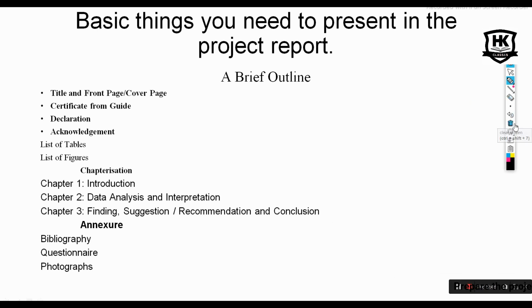Under annexure, you will find three headings like bibliography, questionnaire, photograph. Bibliography means what? What books you have studied, what journals you have studied, what seminar papers you have studied, and in which page what you have studied. Okay, a clear presentation of your studied material is given under bibliography. Or websites, suppose you have visited. Okay, which website and which date.